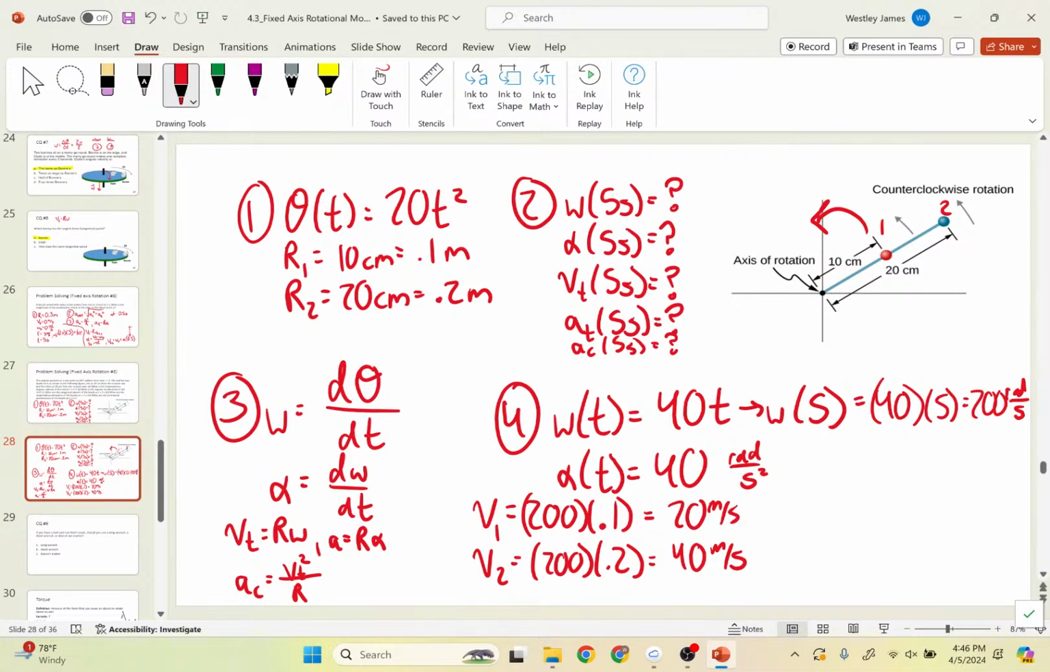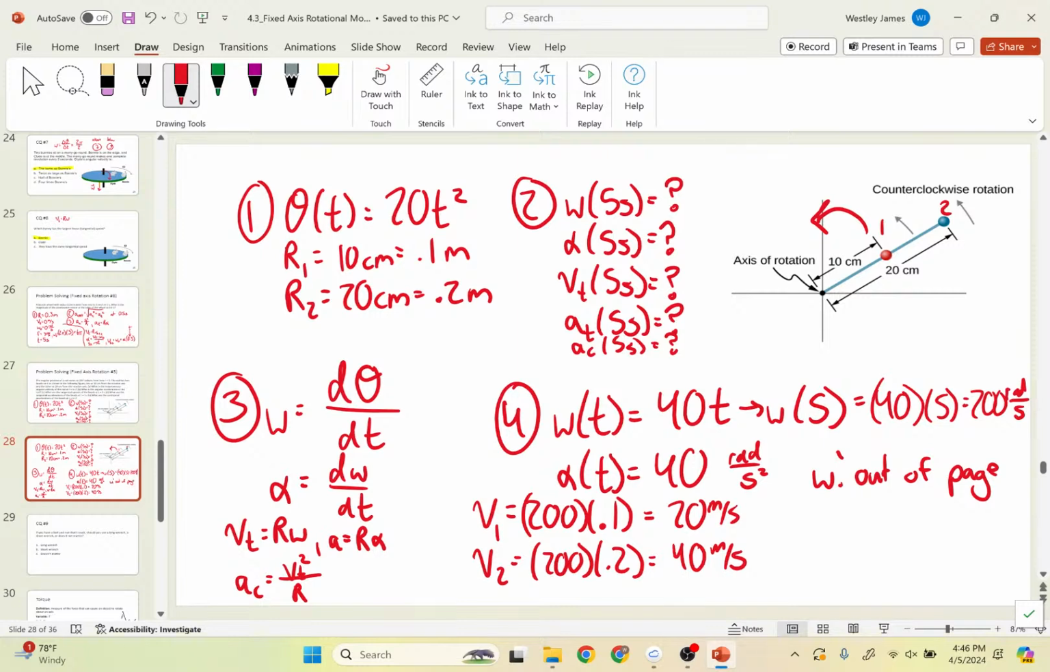So last class we did the right-hand rule. The right-hand rule says if you want to find angular velocity, just curl your fingers in the direction it's going to spin. Your thumb points in the direction of angular velocity. So which way does angular velocity point? Out of the page. So omega is out of the page.